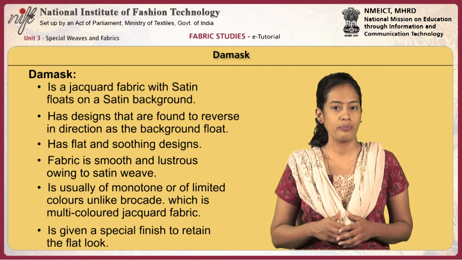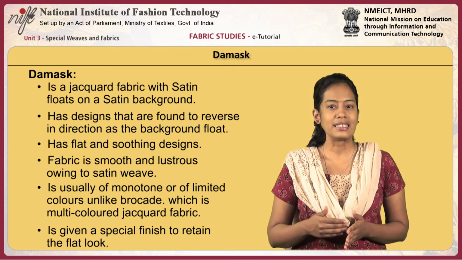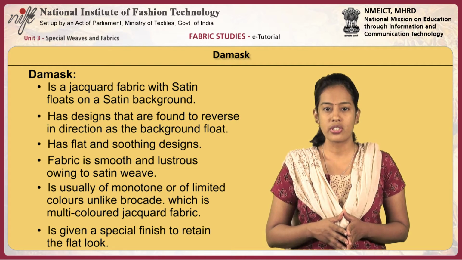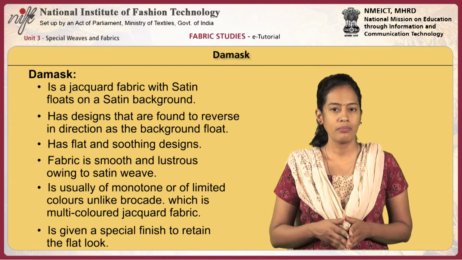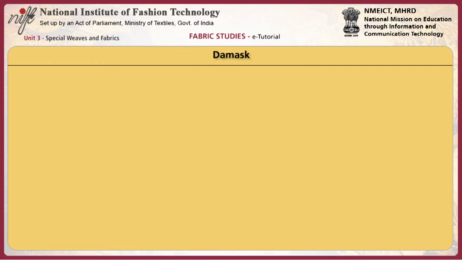Unlike brocade, which is multicolored, damask fabric is given a special finish to retain the flat look. Damask is made in varying thickness with different compositions and are used both in home furnishing and apparel. They are typically used as tablecloths.